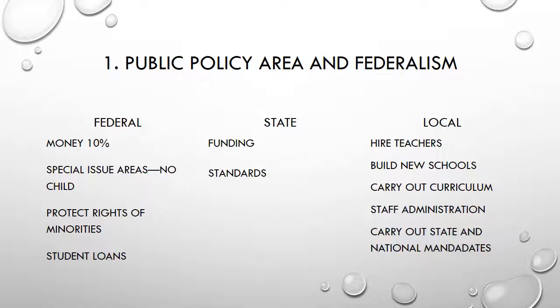Special issue areas, for example, there was No Child Left Behind, which was started in the second Bush administration. And the whole idea there was that the national government usually has some big idea that it's going to change education, or whatever the policy is. But here we'll just focus on education. They're going to change the policy so that it becomes improved.